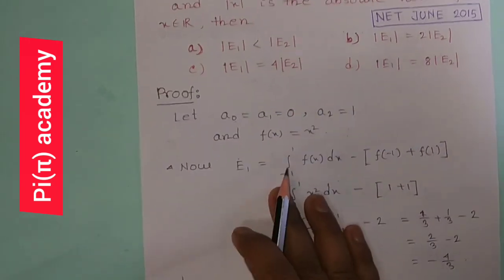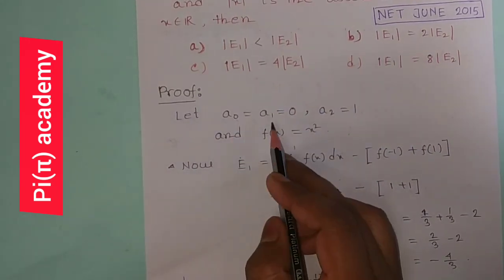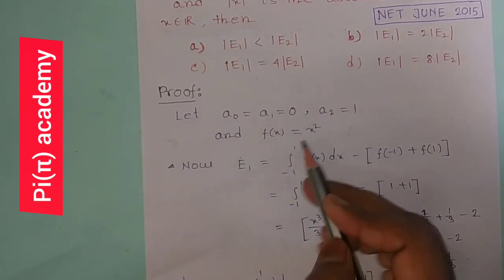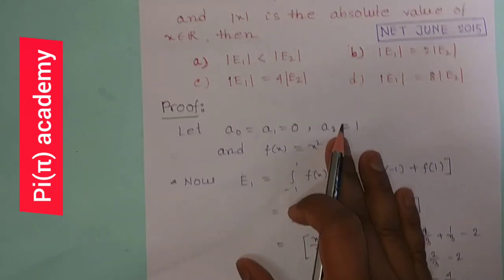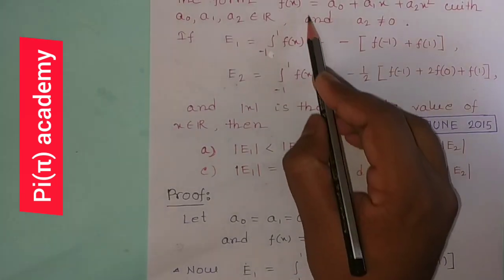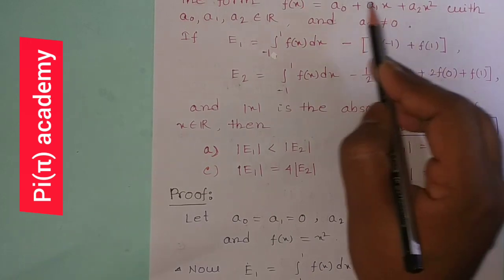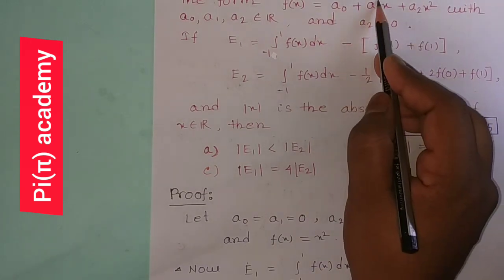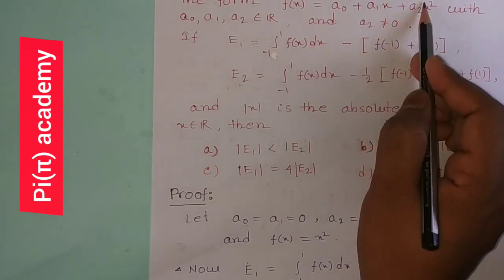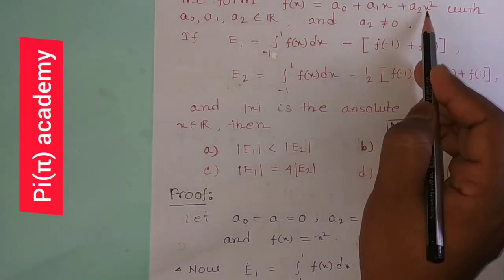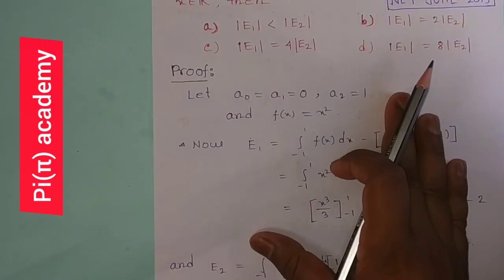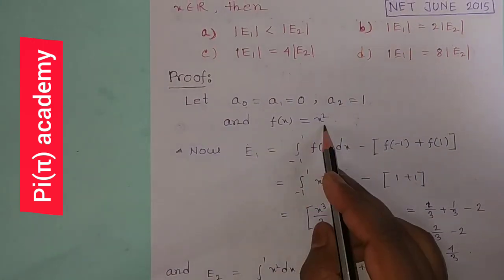Proof. Let a0 equal to a1 equal to 0 and a2 equal to 1. Therefore we put this value in this polynomial: f(x) equal to, if a0 equal to 0 and a1 is also 0 and a2 equal to 1, then f(x) equal to x square.